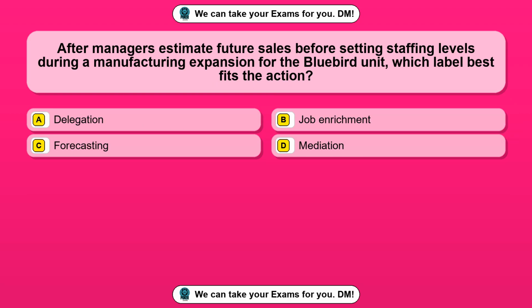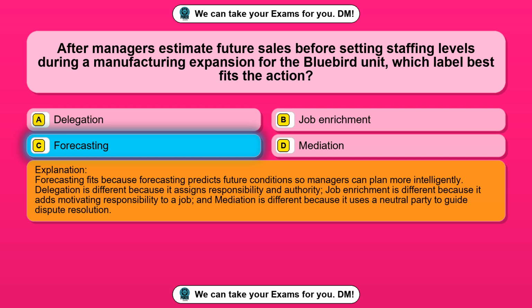Question 54. After managers estimate future sales before setting staffing levels during a manufacturing expansion for the Bluebird unit, which label best fits the action? Option A, delegation. Option B, job enrichment. Option C, forecasting. Option D, mediation. The correct answer is option C, forecasting. Forecasting fits because forecasting predicts future conditions so managers can plan more intelligently. Delegation is different because it assigns responsibility and authority. Job enrichment is different because it adds motivating responsibility to a job, and mediation is different because it uses a neutral party to guide dispute resolution.